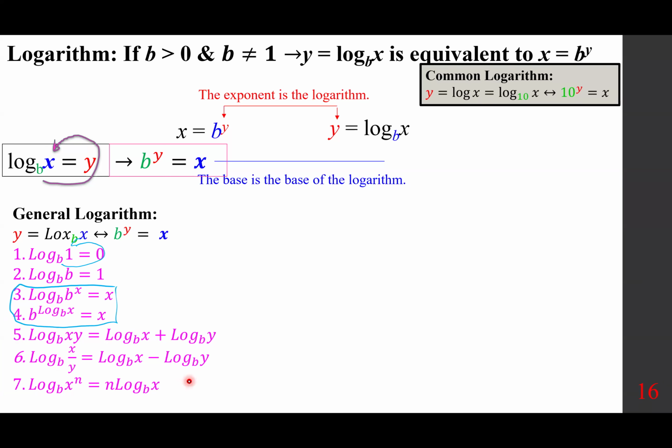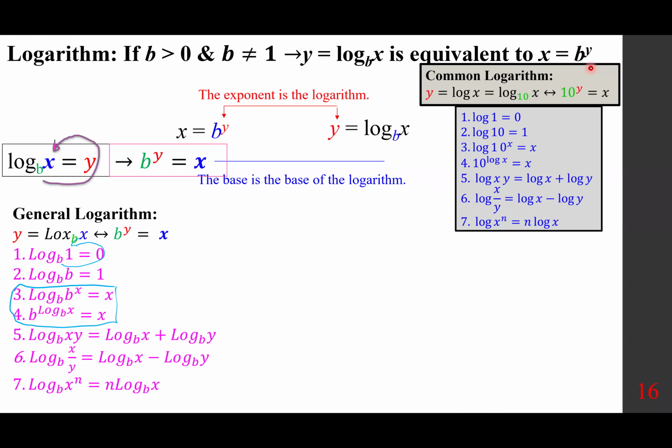When it comes to common log, the base is 10, so we don't write the base. Y equals log x means 10 to the power of y equals x. And it gives rise to the following. That's a special case. It follows. So these are the properties that I hope everybody's comfortable with.